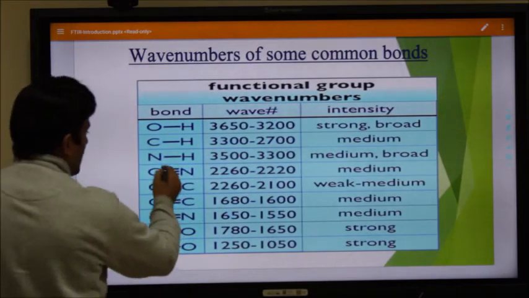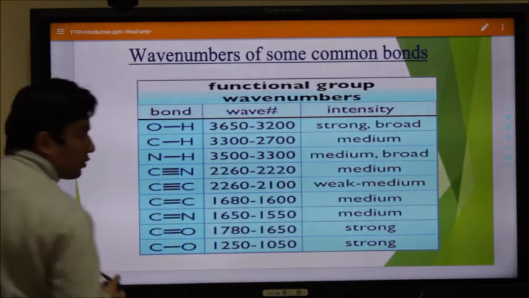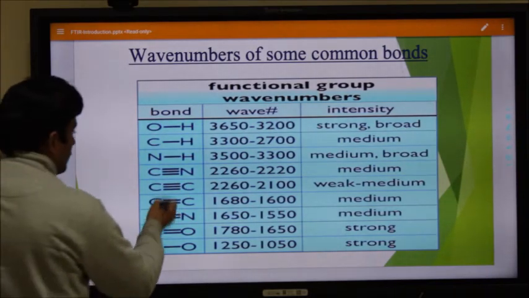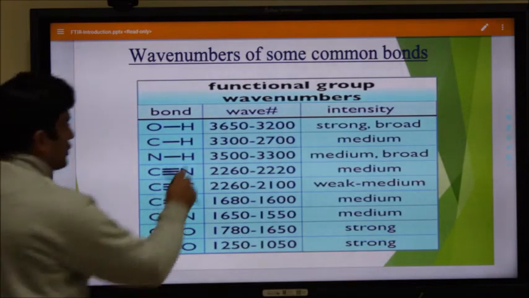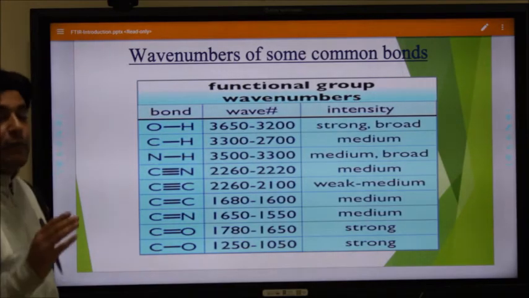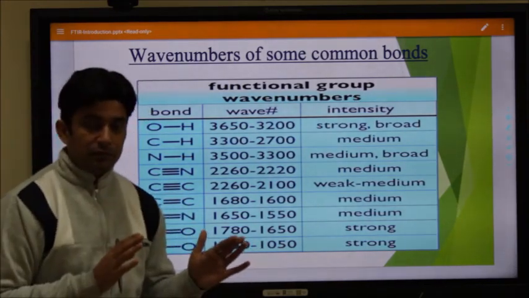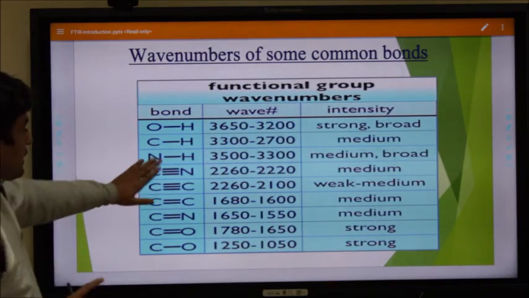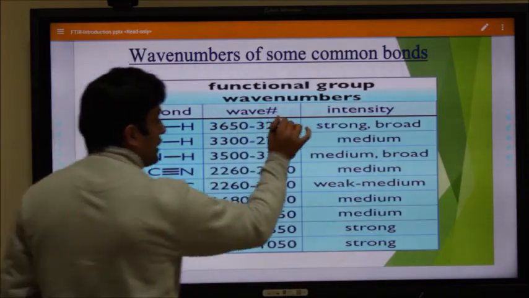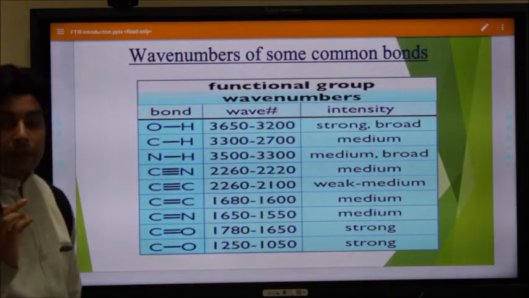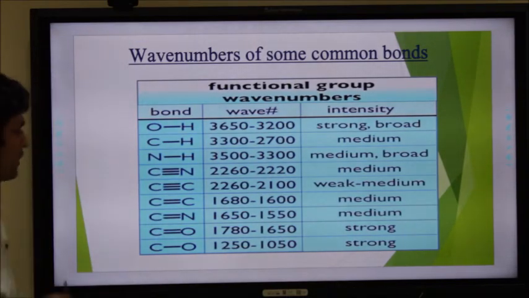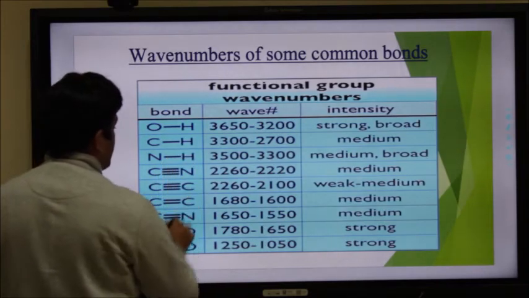Likewise, NH bond, C triple bond N, C triple bond C, C double bond C, C double bond N, and so on. All of these functional groups, all of these bonds, will vibrate at a particular frequency. And when they vibrate, you will get a peak in the FTIR spectrum. Yes, the intensity of their peaks may be different. For example, in case of OH, it was a very broad peak. So likewise, you can remember this.